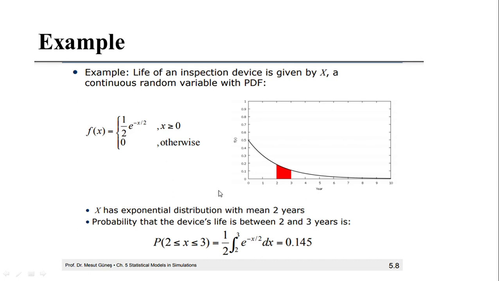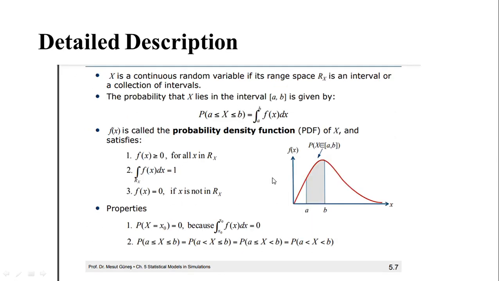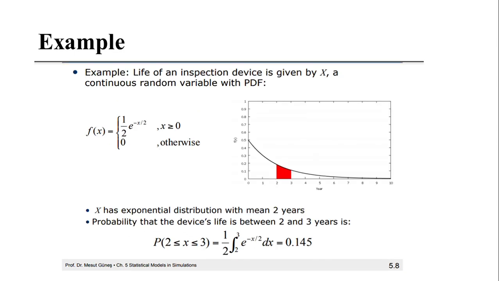The probability that the device's life is between 2 and 3 years is, from our previous example, we used A and B for the region, but now we have 2 and 3. So we are going to integrate this f of x in the region 2 to 3. We integrate, then we substitute, and we get the area of 0.145. If you integrate this, you get 0.145.